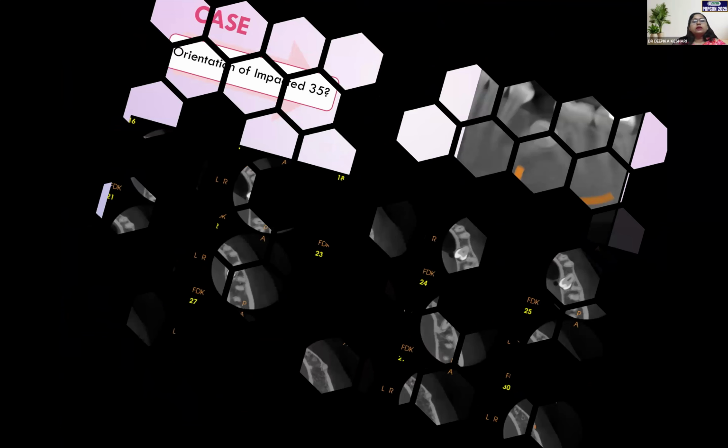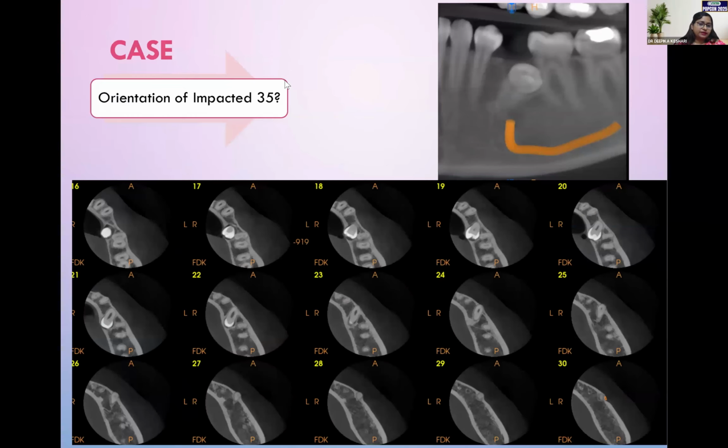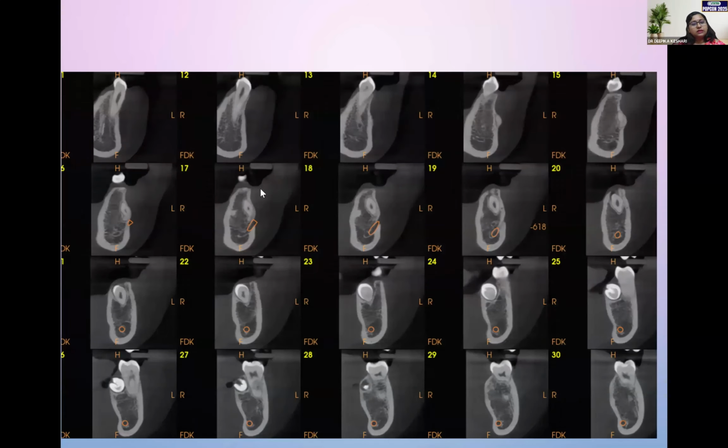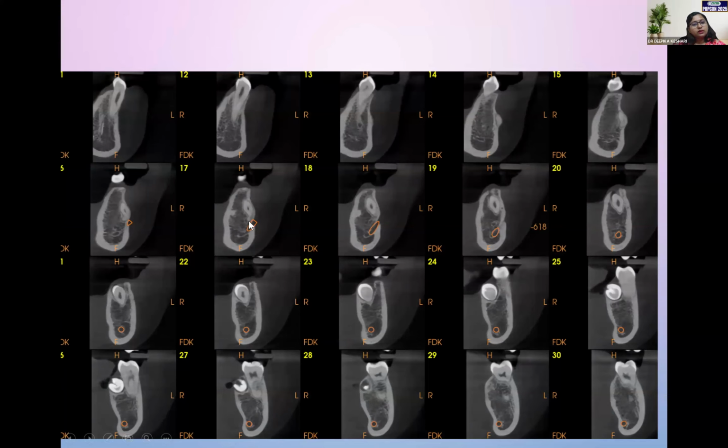CBCT is also helpful in assessment of orientation of impacted teeth. For example, in this case, the doctor wanted to know the orientation of tooth number 35. In these subsequent sections, we can see that the crown is impinging on the lingual cortex and the root is impinging on the buccal cortex. Also, we can see here in these coronal sections the relationship of the root to the mental foramen. So that's how they can plan for their surgery.